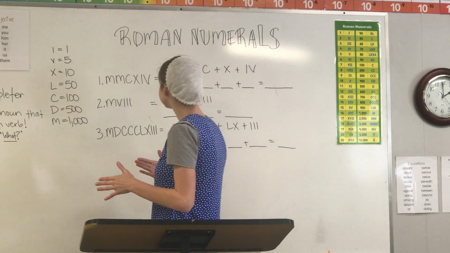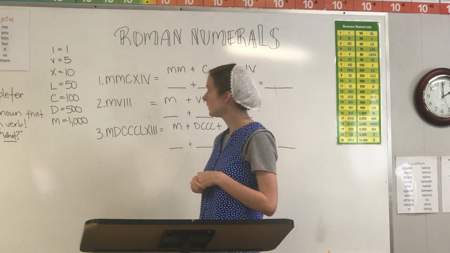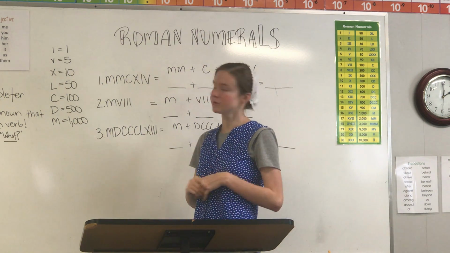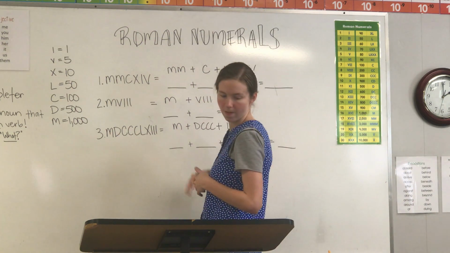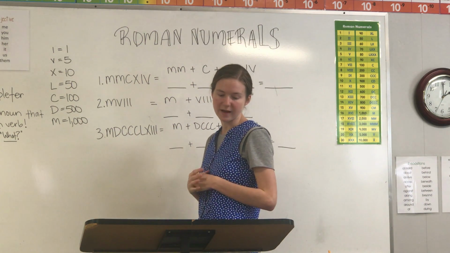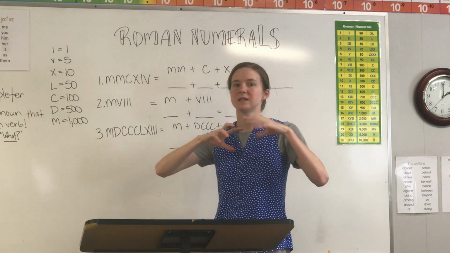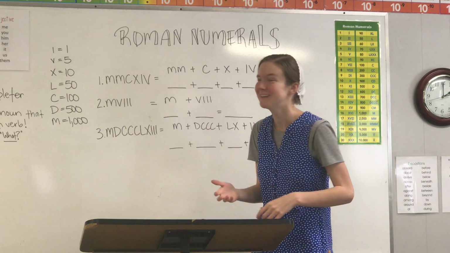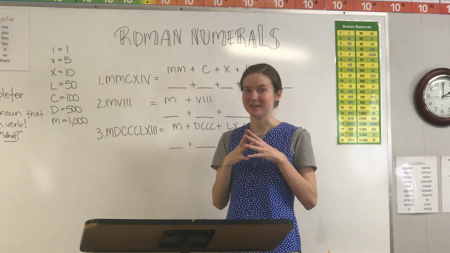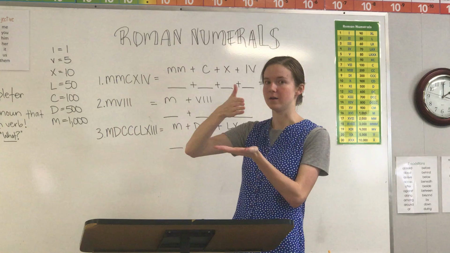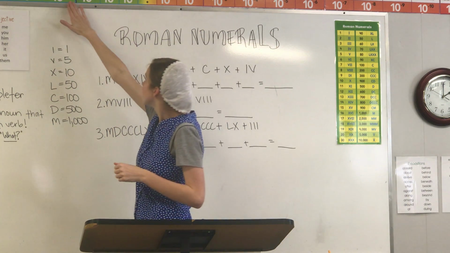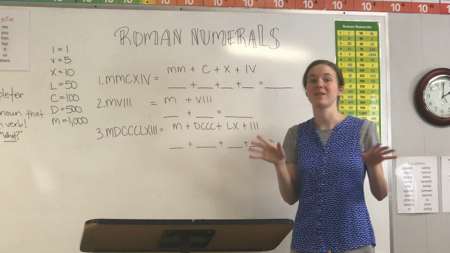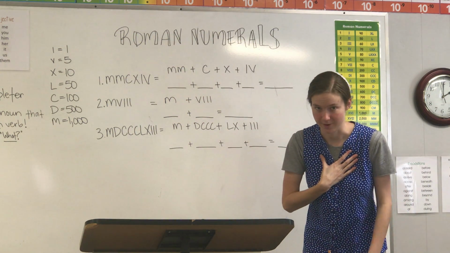So we're going to jump right in and look at number 1. Let's read the instructions. Change the Roman numerals to digits, right here. First, change each place value, then add. If we look at this big MMCXIV, it could be super confusing. So we're going to separate them into place values, like thousands, hundreds, tens, and ones, and then add. The beautiful thing is that they separate it for you.